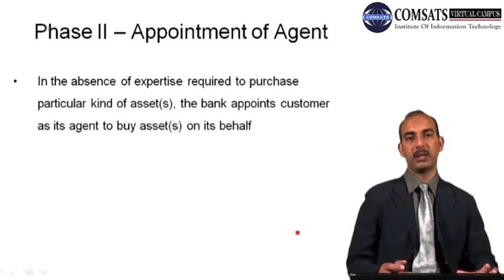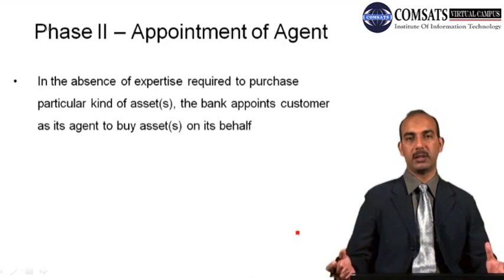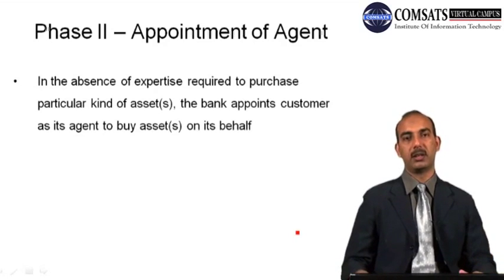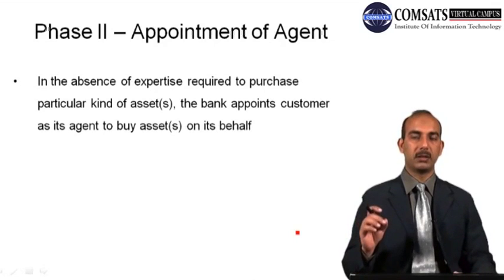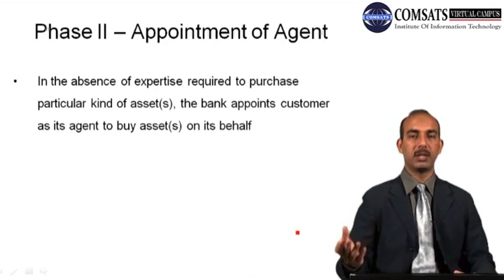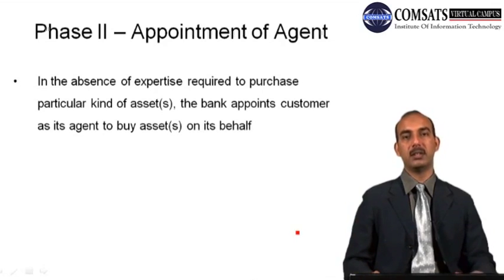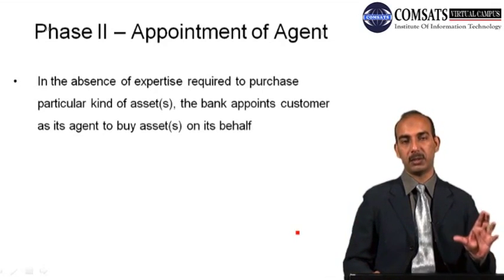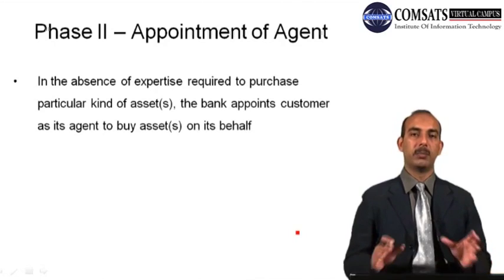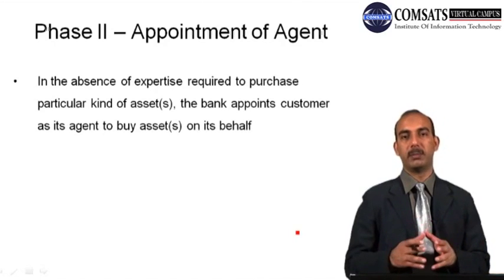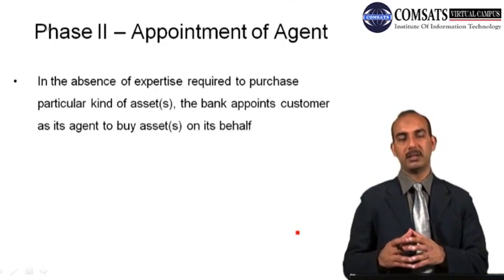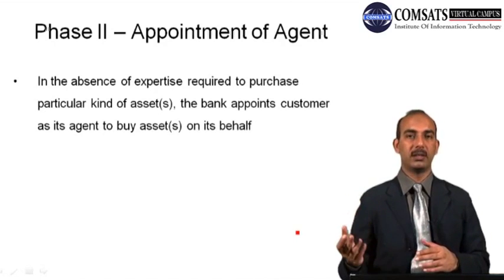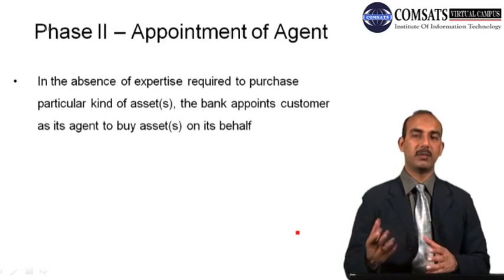So as we know, a bank is a financial institution. It doesn't have any expertise to deal in trade, in the commodities market or different assets in the market. Because the client is the one who is the user of that particular asset, and he or she has more know-how about that subject matter, the bank thinks it better to appoint the client as an agent so that the client can identify the asset and can purchase the asset directly from the market.